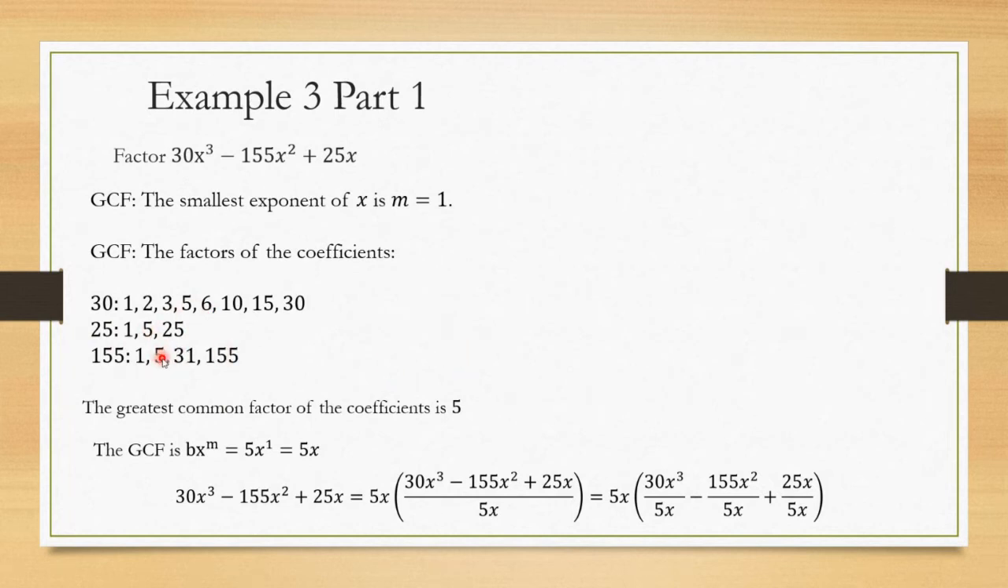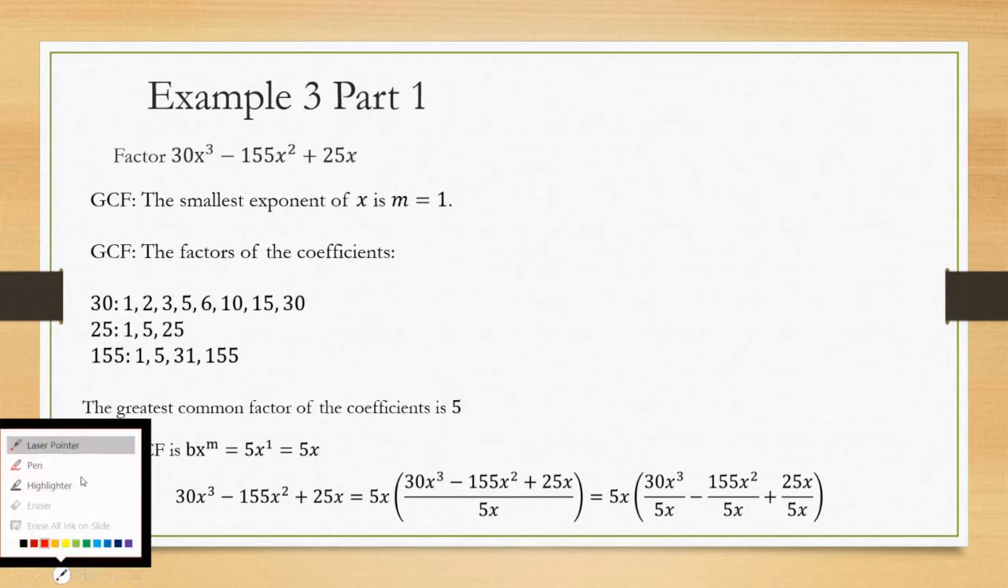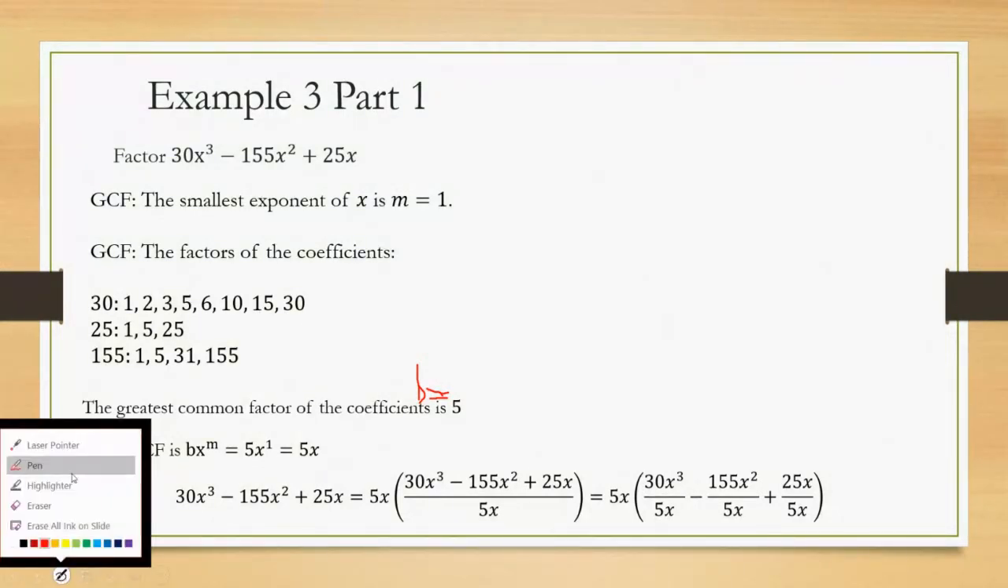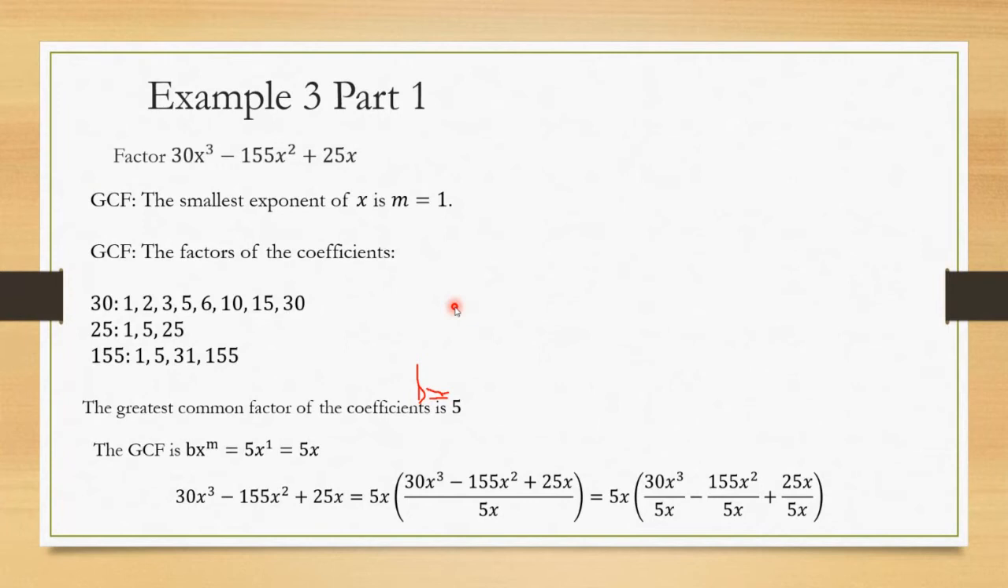Once you know a factor, you just keep on dividing to get all the factors. And you do that for each number, and we can see that the greatest common factor of the coefficients is 5. So the GCF then is 5 times x. B is 5, and M we have is 1. So the GCF then is 5 times x.